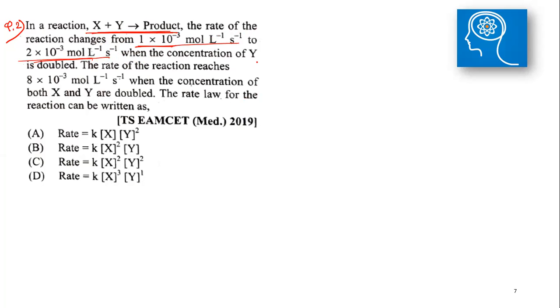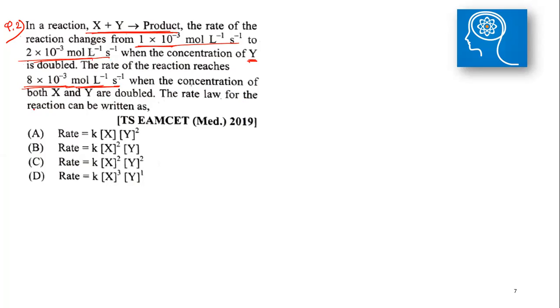सो व्हेन द कॉन्सन्ट्रेशन ऑफ y इज डबल, आता y चं कॉन्सन्ट्रेशन काय केलंय, 2 टाइम्स केलं, डबल. द रेट ऑफ द रिएक्शन रिचेस, जेव्हा y चं कॉन्सन्ट्रेशन डबल केलंय, रेट ऑफ द रिएक्शन चेंज झाली, दॅट इज 8 multiplied by 10 to the power minus 3 mole per liter per second.